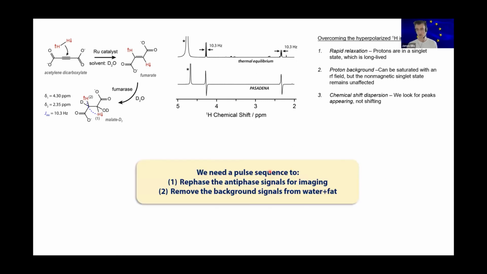And so here I say we need a pulse sequence that will rephase these signals, so create in-phase signals from these, because we can't do imaging like this. If you apply any gradient to these anti-phase signals, they'll just be broadened, and then you just cancel all the signal. And the second thing our pulse sequence should do is remove background signals from the water.